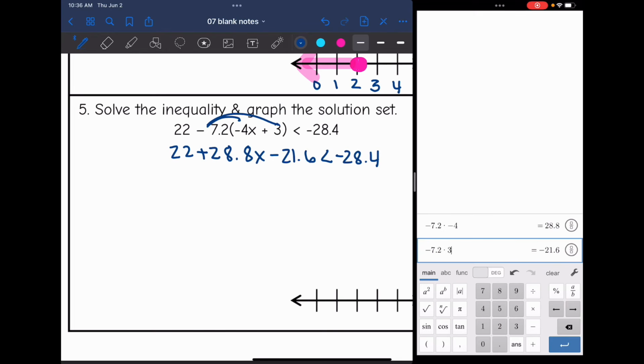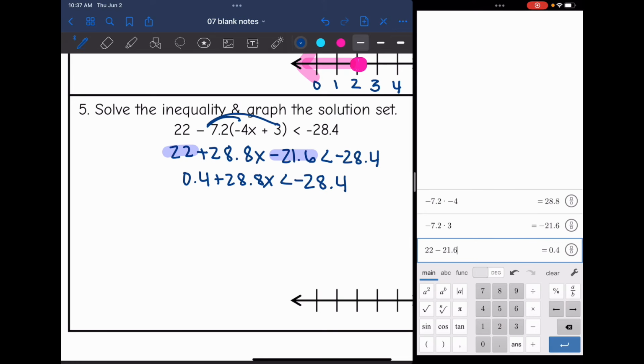All right, still not simplified on this side. I need to combine like terms. So I need to combine 22 with the other constant of negative 21.6. So I need to figure out what 22 minus 21.6 is. That is 0.4. So I get 0.4 plus 28.8x is less than negative 28.4.